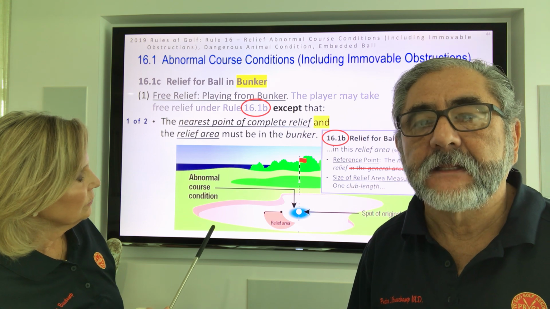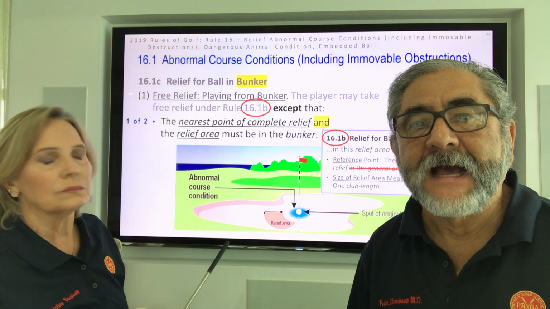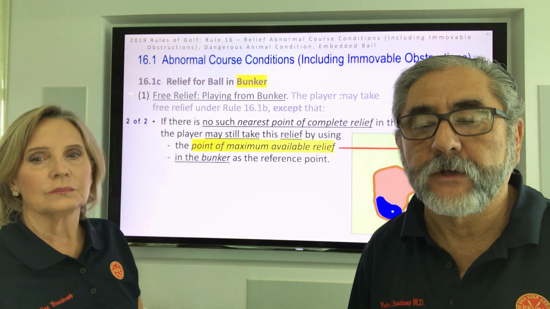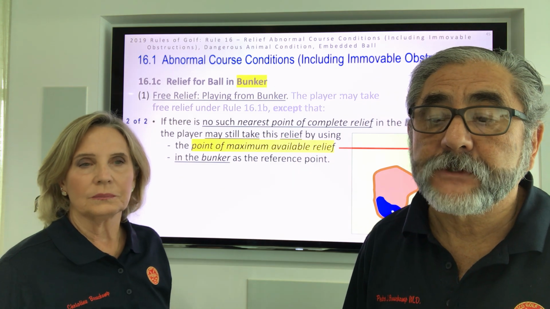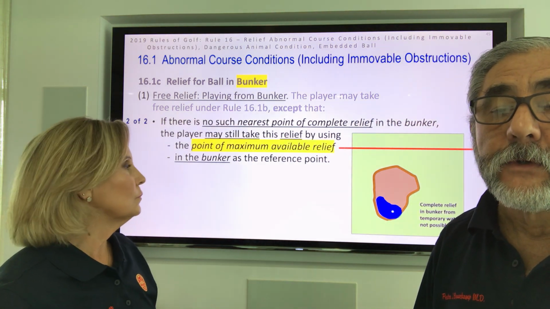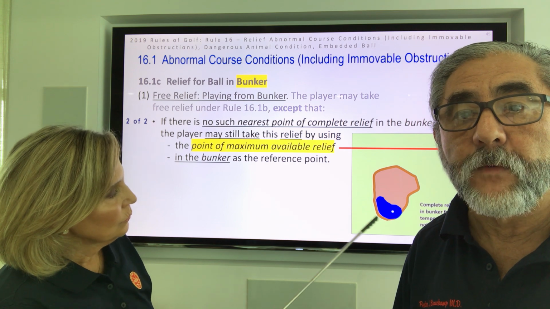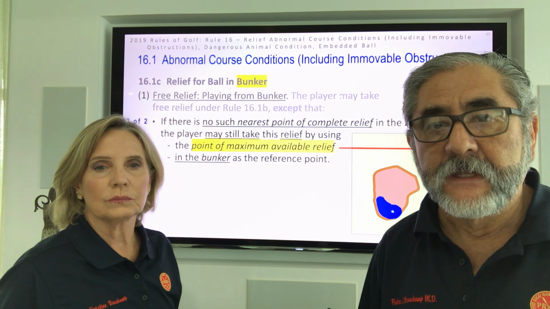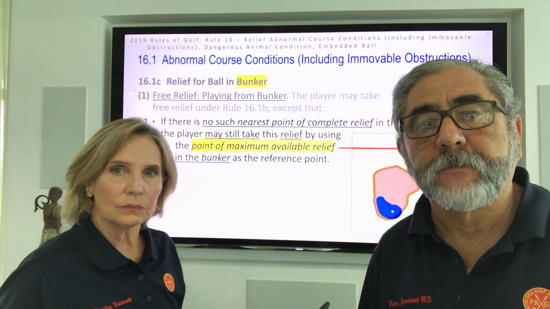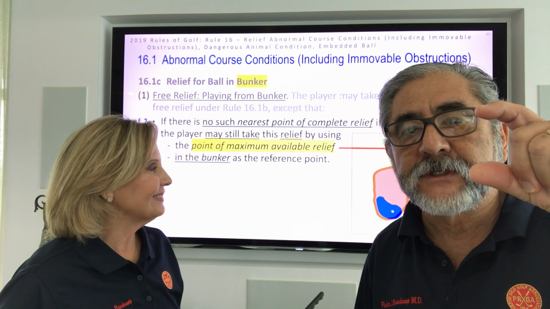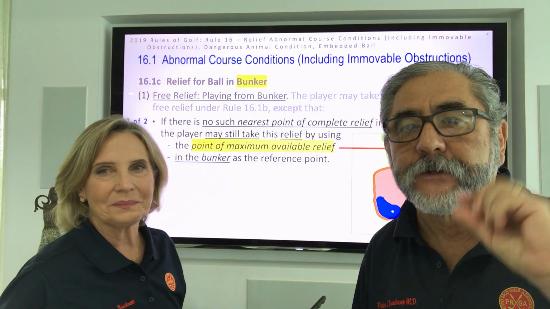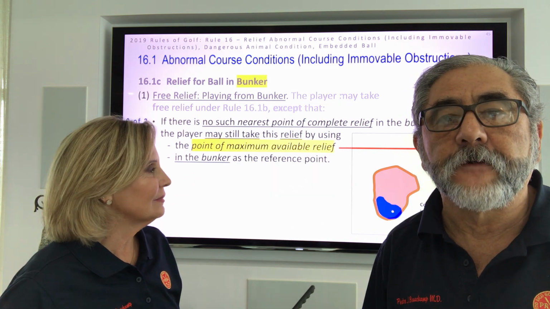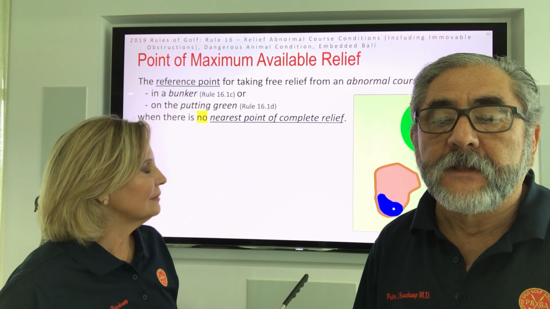But that nearest point of complete relief has to be in the bunker and cannot be closer to the hole. There are other times where there is no nearest point of complete relief. However, there might be a point of maximum available relief. And it is usually better to hit your ball from half a centimeter of water instead of 2 inches of water. So the rules will allow that you choose an area of least interference.